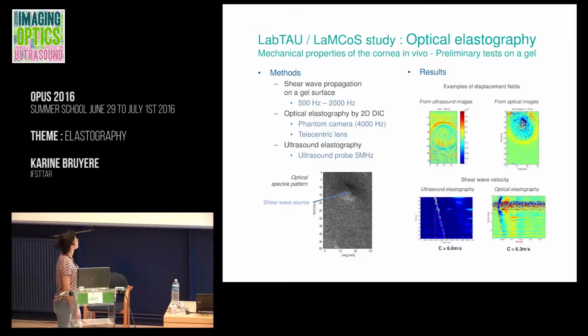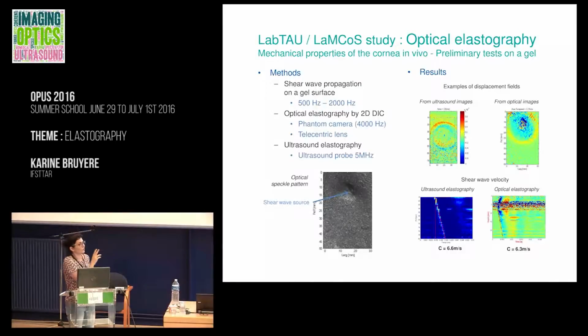So the idea is to propagate a shear wave on a gel surface, and to perform both ultrasound elastography and optical elastography by 2D DIC. The shear wave propagation for optical elastography has been recorded by a Phantom camera at 4,000 Hz. And on the right you have some examples of the displacement field obtained from both ultrasound images and optical images.